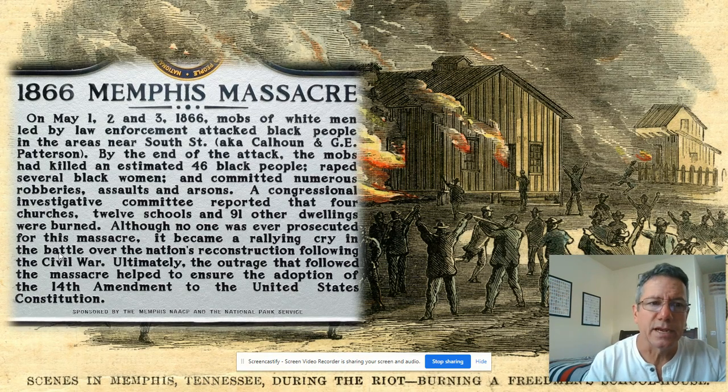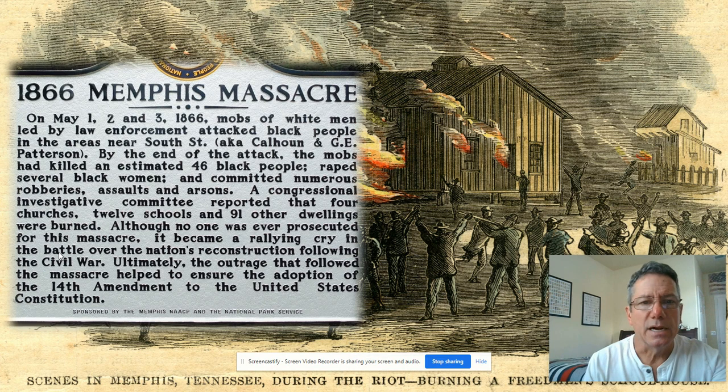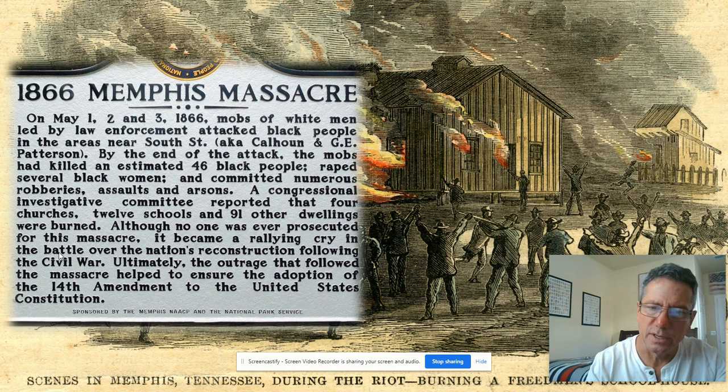And in different places, like in Memphis in 1866, as a memorial says, mobs of white men led by law enforcement, policemen of the area, attacked black people in this town. At the end of the attack, the mobs had killed an estimated 46 black people, raped several black women, and committed numerous robberies, assaults, and arsons. A congressional investigation committee reported that 4 churches, 12 schools, and 91 other dwellings were burned by angry whites in this time period. And it became a rallying cry that will then push for the 14th Amendment.